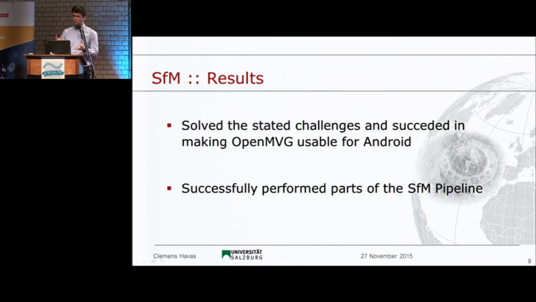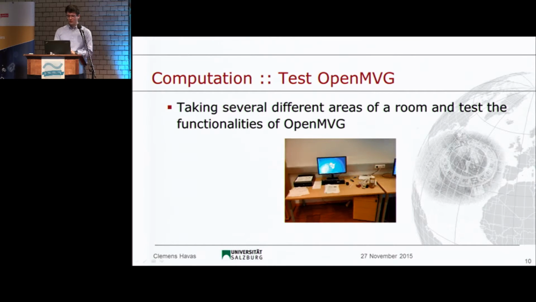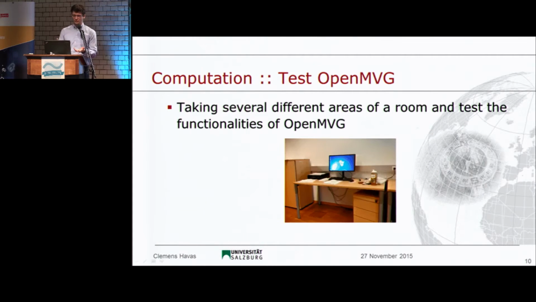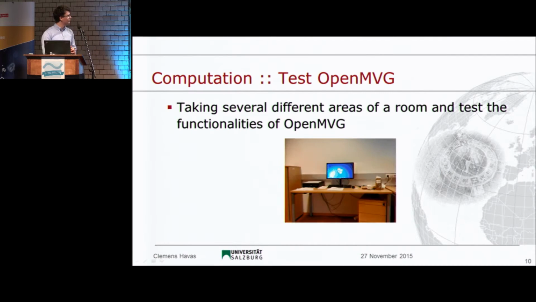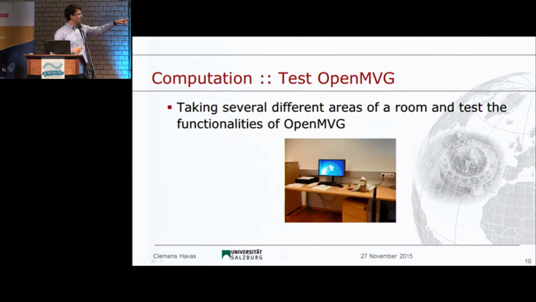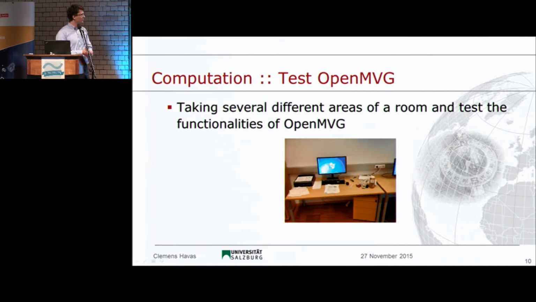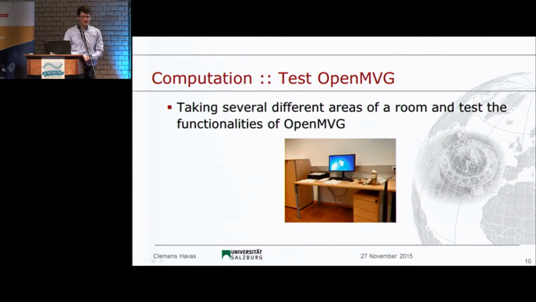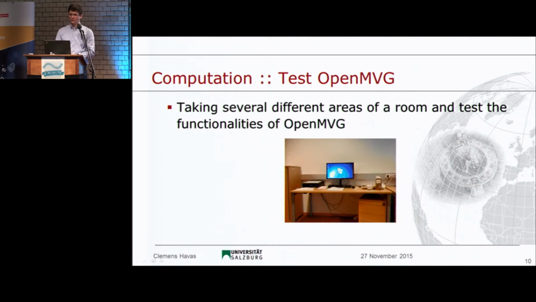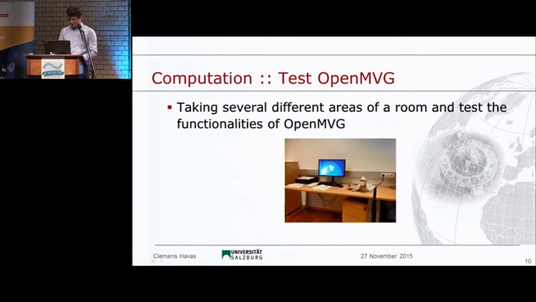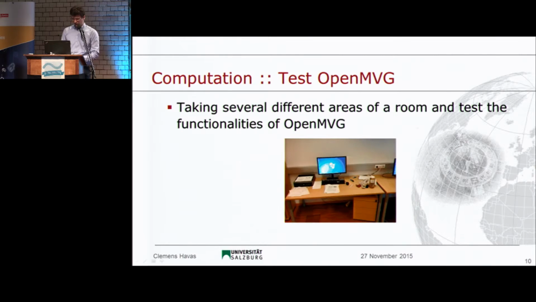Then, meanwhile, we also tested the OpenMVG library to find the best way to use it. This is a short GIF. These were the pictures we have taken for the experiment. It's a kind of messy table with, for example, a bottle on it, and we tried to visualize it in a point cloud.